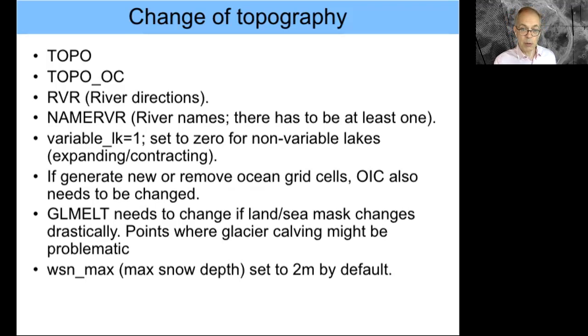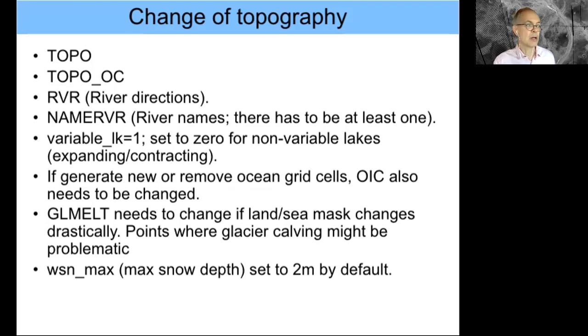Then we have another important aspect of the run deck called the GL melt file. And this again needs to be changed if, as it says here, the land sea mask changes drastically. So this is kind of an old feature of the Earth parent model, where basically you can limit how much land ice you will allow the model to accumulate.